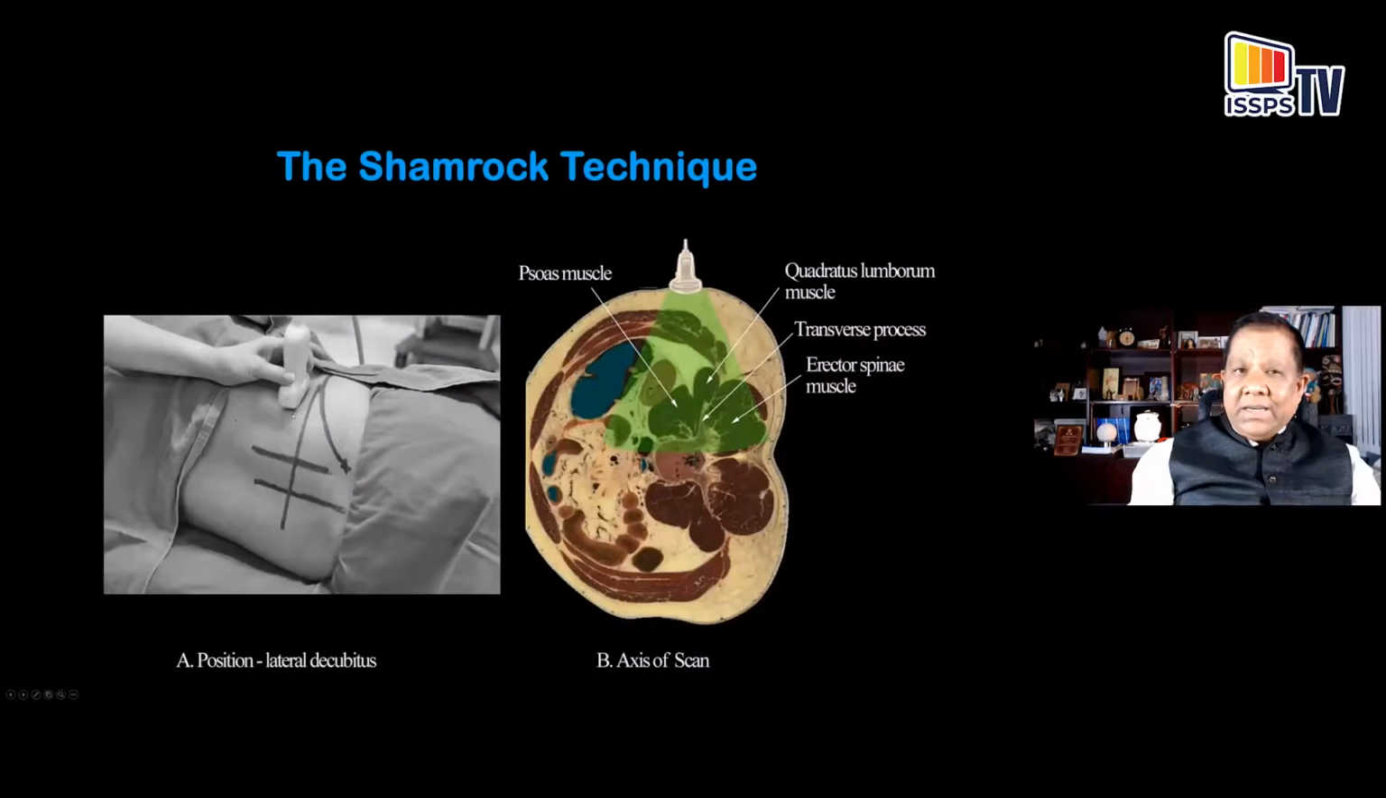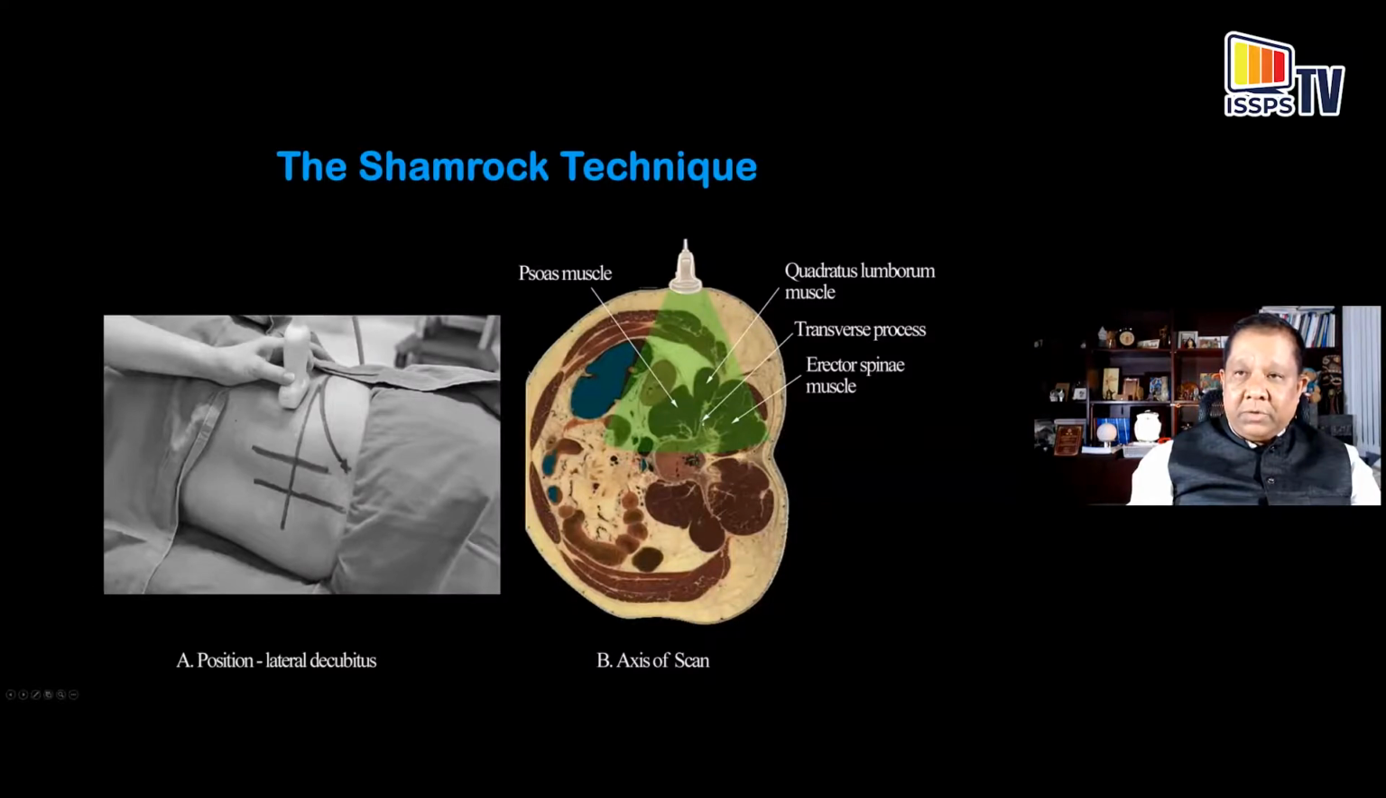In fact, it is indeed just a more lateral extension of what we do, except that you just put the transducer more laterally, just above the iliac crest, and aim for the lumbar vertebra. You will therefore get the same window, but with a slightly different appearance.